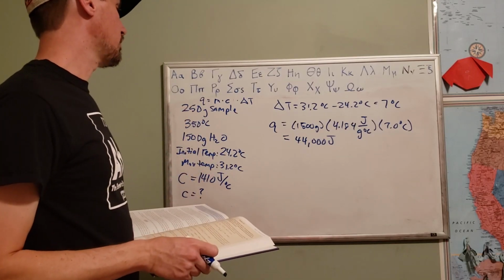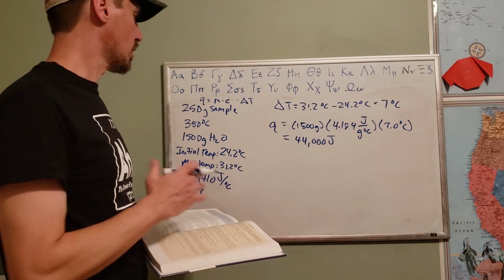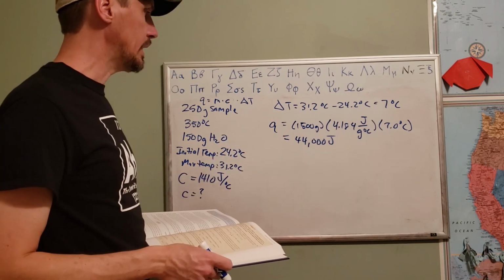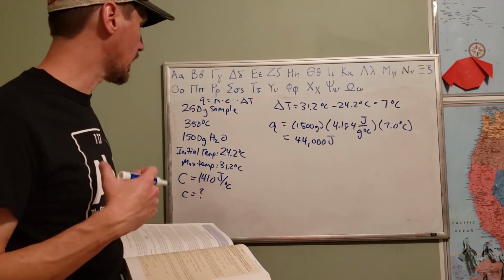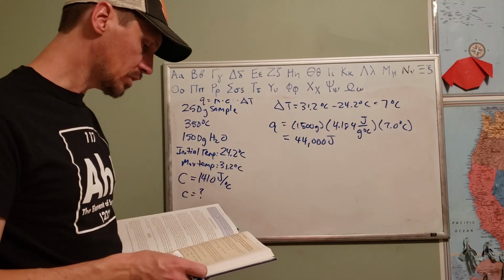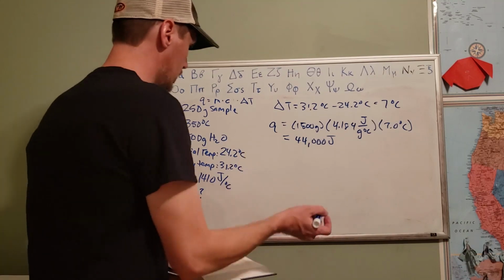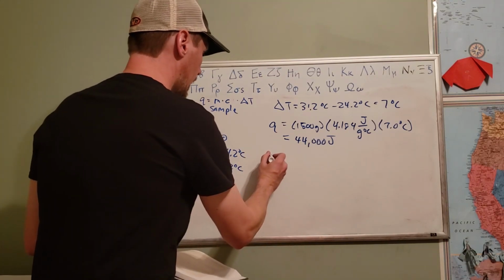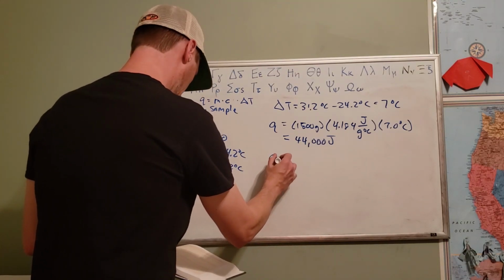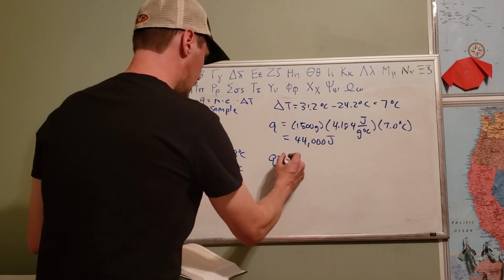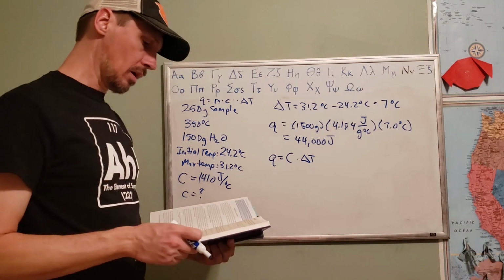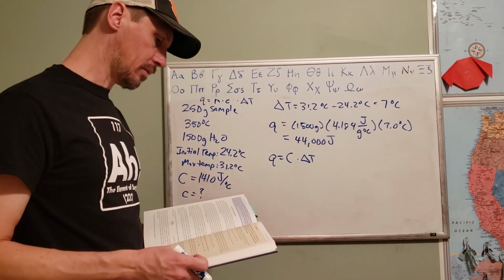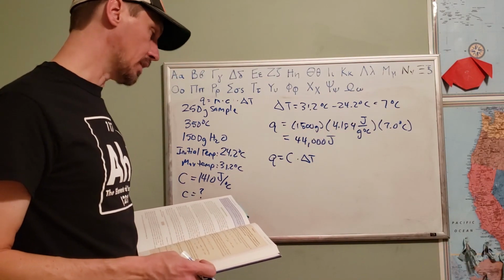But now, if we're going to figure out the total heat absorbed by the system, we also have to figure out how much heat was absorbed by the calorimeter, right? And so how are we going to do that? Well, this is our new formula. We said that for the calorimeter, Q is equal to C times change in temp. Well, we're given C for the calorimeter.